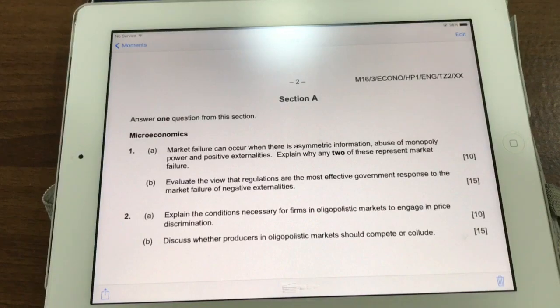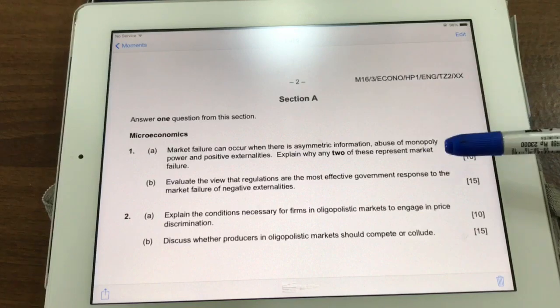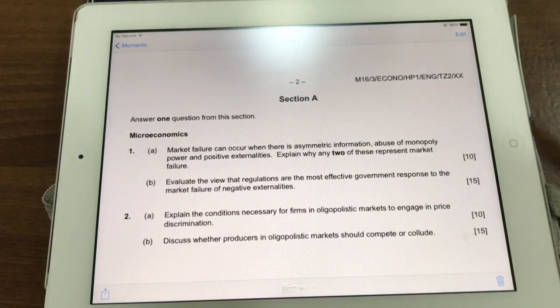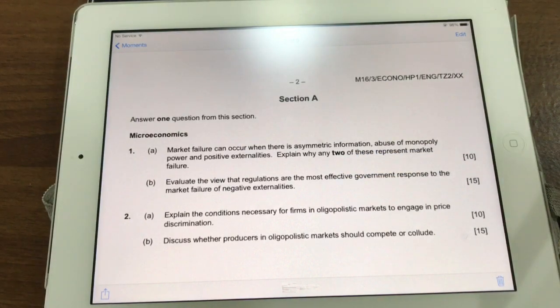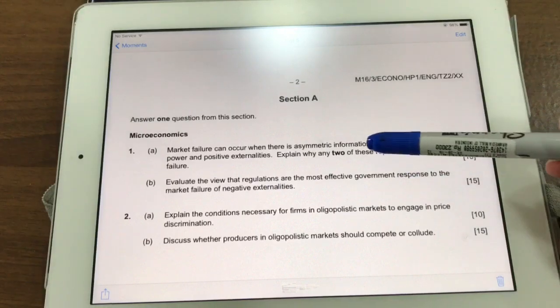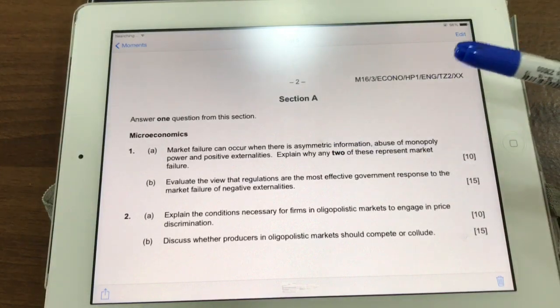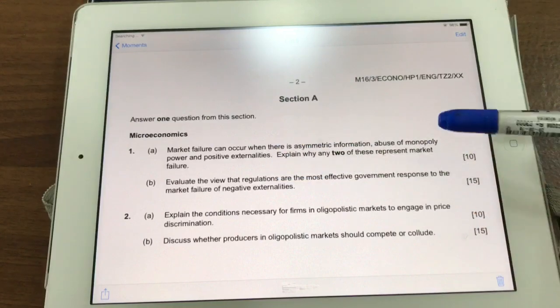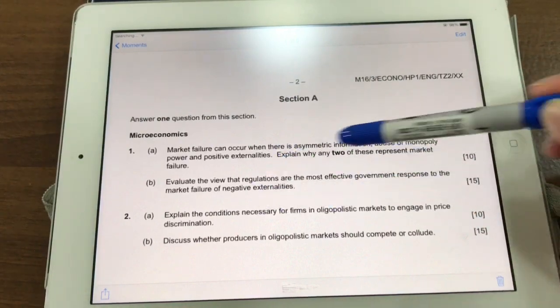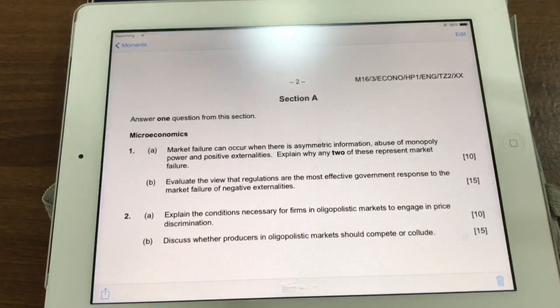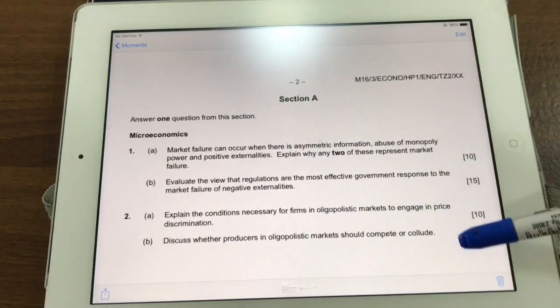Okay, so this is the 2016 May paper. Look at number 1. Market failure can occur when there's asymmetric information, abuse of monopoly power, and positive externalities. Explain why any two of these represent market failure. Therefore, if you chose asymmetric information and positive externalities, you would not need to include monopoly power. Therefore, this question number 1 does not include anything about theory of the firm, but question number 2 is solely theory of the firm.